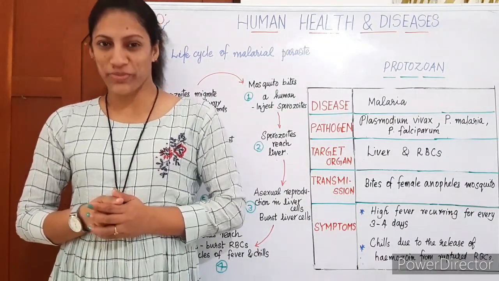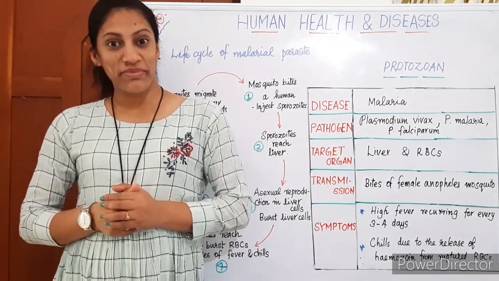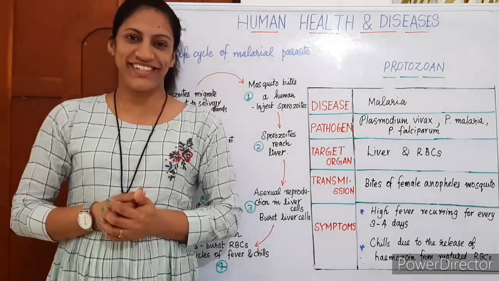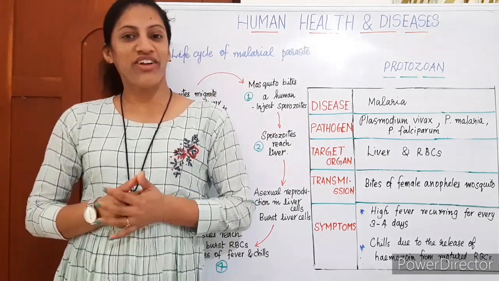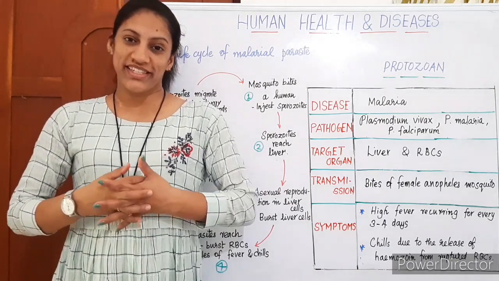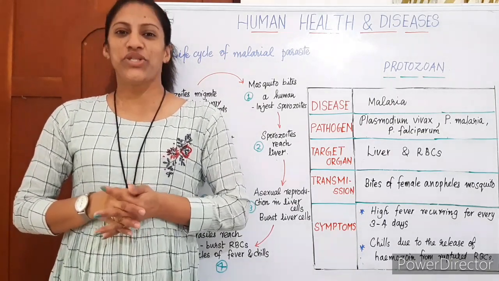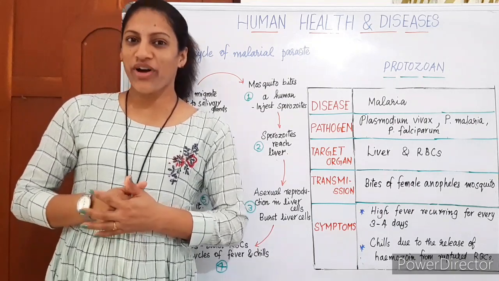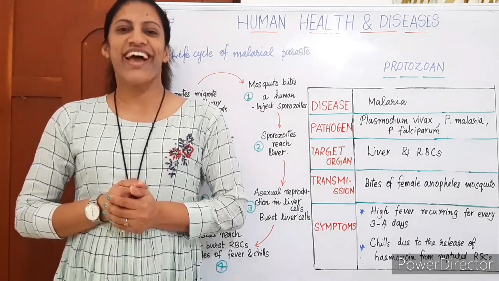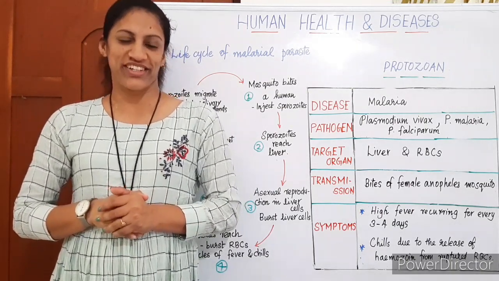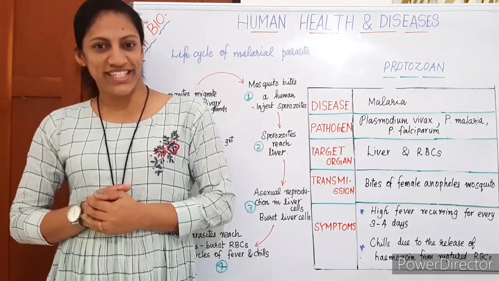Plus 2 biology topics. Let's continue the chapter Human Health and Diseases. We have already completed the bacterial diseases in human, 2 examples, and a viral disease in human, and our next topic of discussion is protozoan diseases.